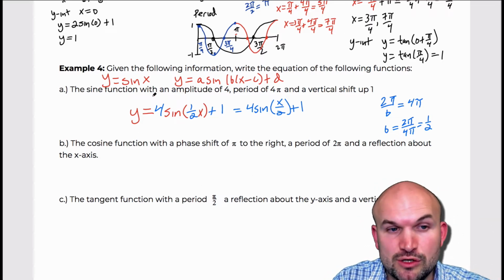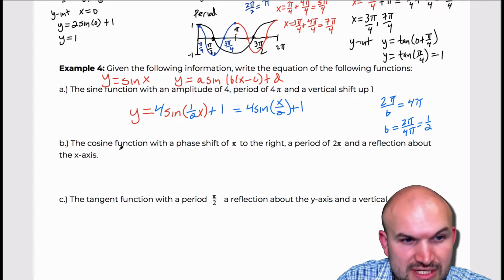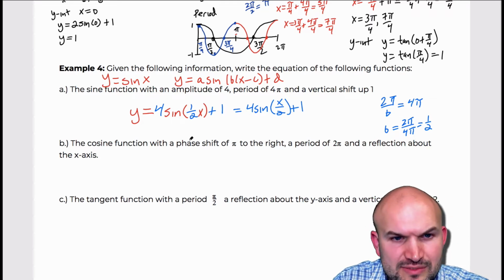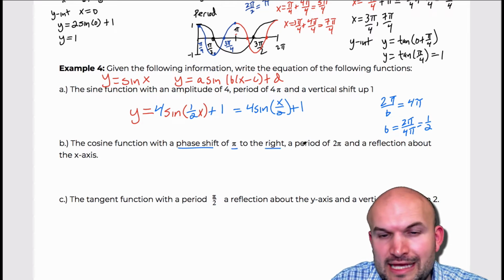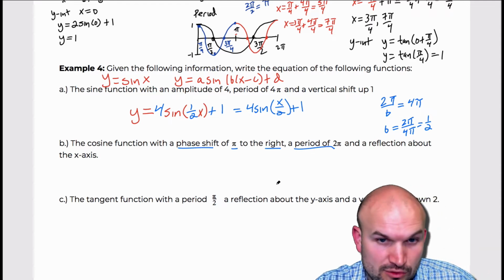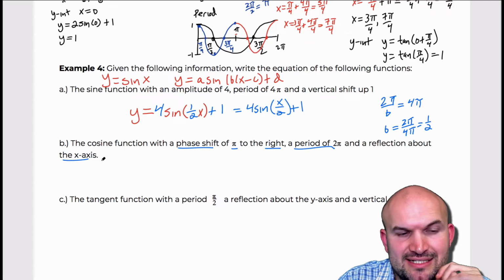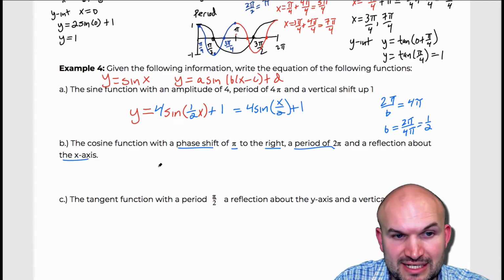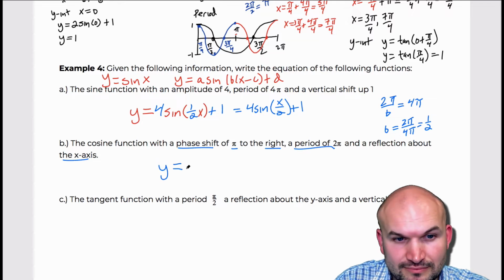All right, so the next one is cosine. Again, we can do the exact same thing, except replace all the sines with cosine. So in this case, we have a phase shift of pi to the right, a period of 2 pi. So that is our initial period, so therefore we don't need to worry about the b. And then a reflection about the x-axis. So remember, when we're reflecting about the x-axis, that's going to be a negative on the outside. So I'm going to put a negative there.